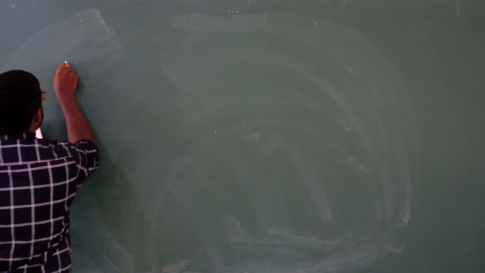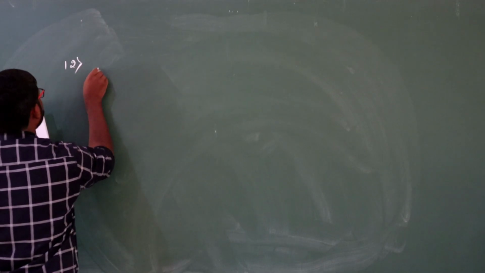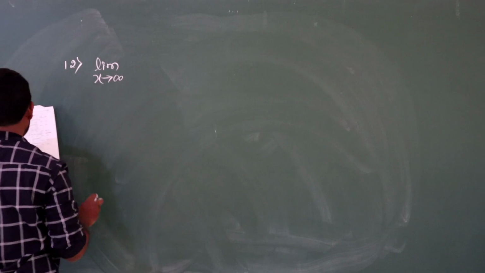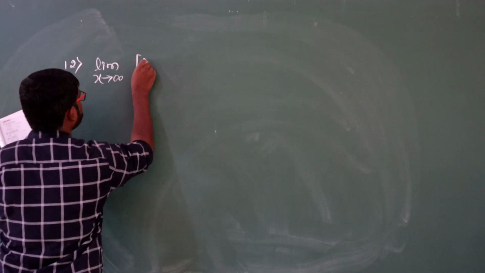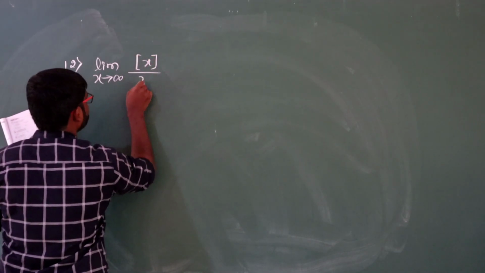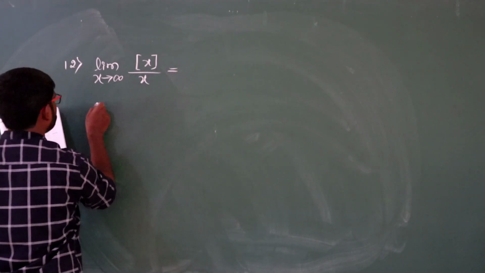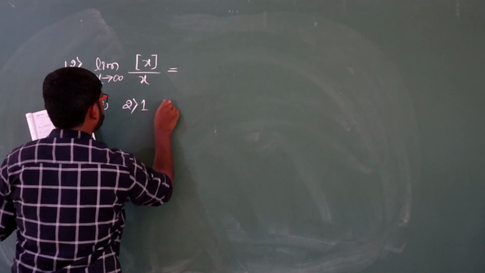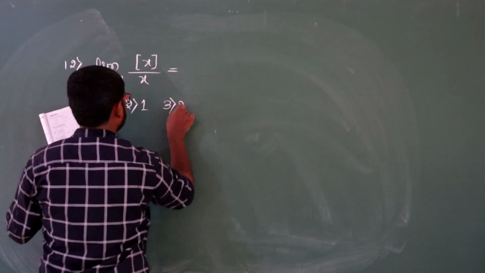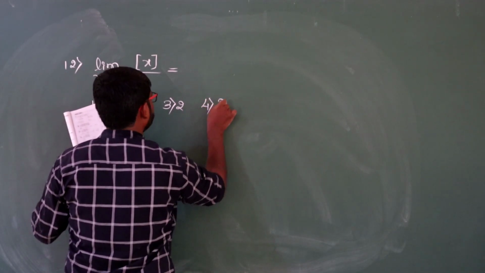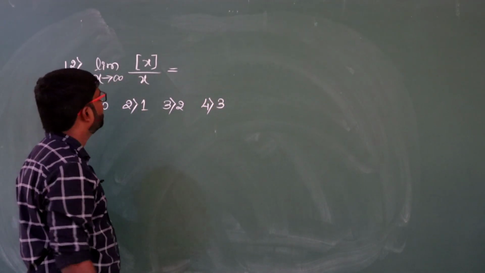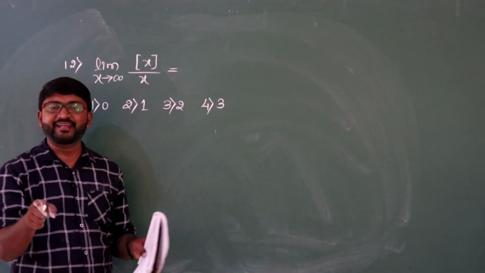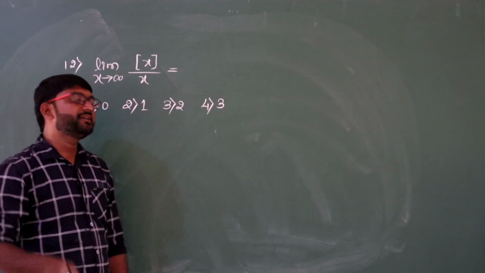Well, question number 12 it is, limit x tends to infinity, greatest integer x by x. This is equals to, so option 1 it is 0, option 2 it is 1, option 3 it is 2, option 4 it is 3. So here we have the greatest integer x in the numerator, that square bracket indicates greatest integer x.